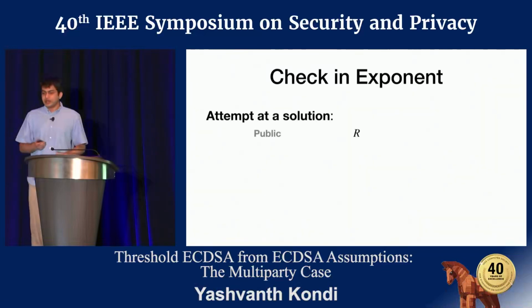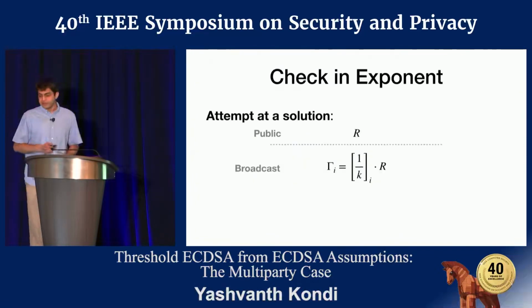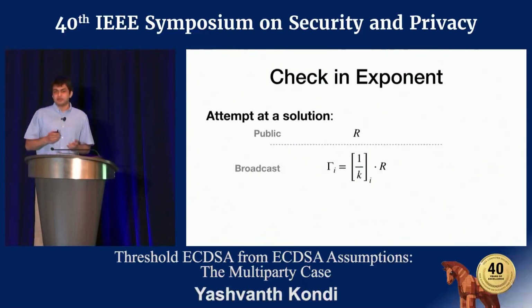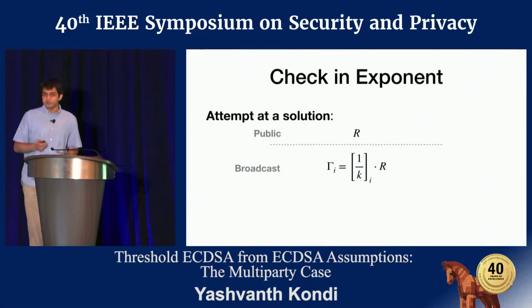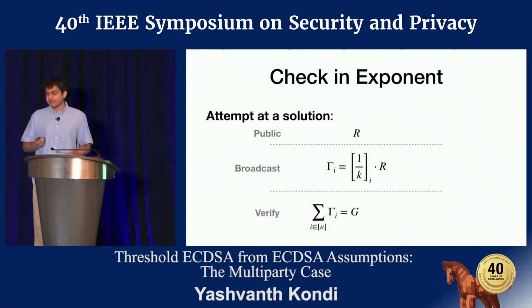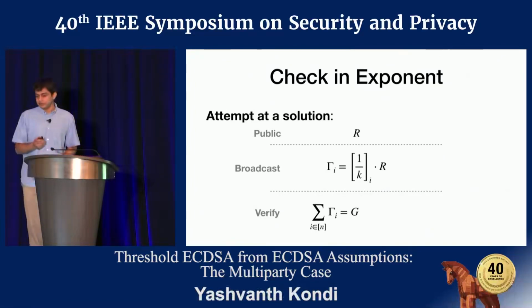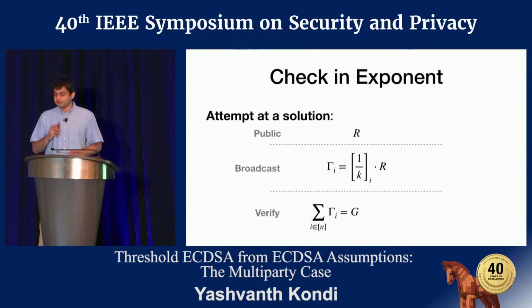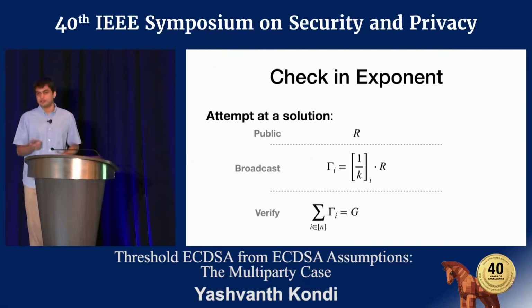Right, so we have R, that's the signing nonce, visible to the rest of the world. And we instruct each party to multiply by R its local share of 1 over k, and to broadcast this value. And to give it a name, let's call it gamma i. Now we tell each party to verify that adding up these gamma i values gives back the group generator for the curve. Right, this can verify that k times k inverse is 1.